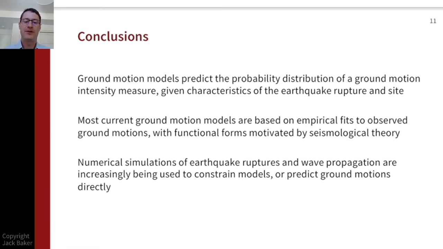So some key takeaways here are that these ground motion models predict a probability distribution of a ground motion intensity measure, given the characteristics of the rupture and site. So that's where we were talking about the mathematical form. We generally assume that the ground motion intensity is log normally distributed. And so we need the model to provide us the mean and the standard deviation of the log of the intensity measure as a function of the rupture and the site. And so we looked briefly at a couple functional forms of what those things look like.